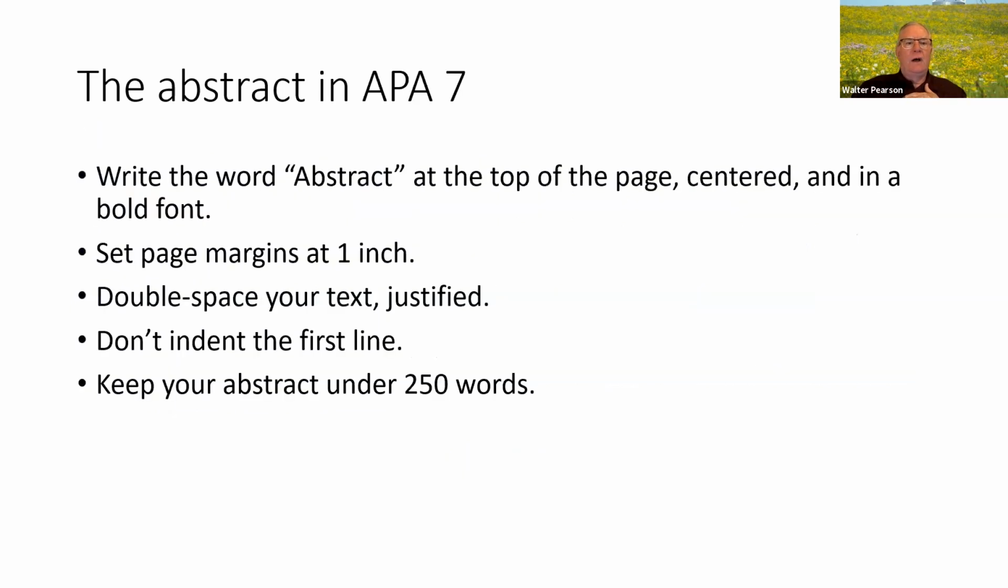An abstract means to write the word abstract at the center, top of the page, in a bold font. Set the page margins to 1 inch. That's true for your whole article. Double space your text, and it should be justified. Do not indent the first line, and keep it under 250 words.